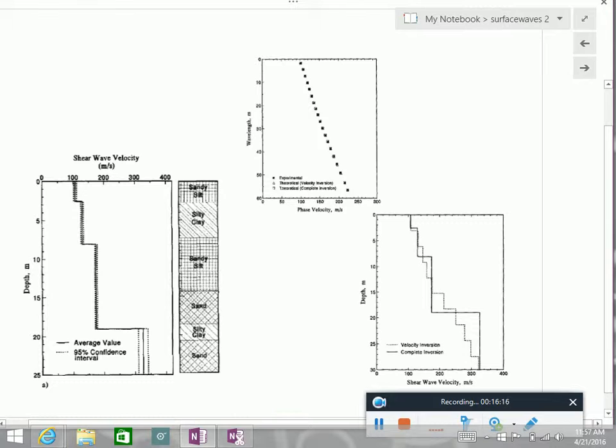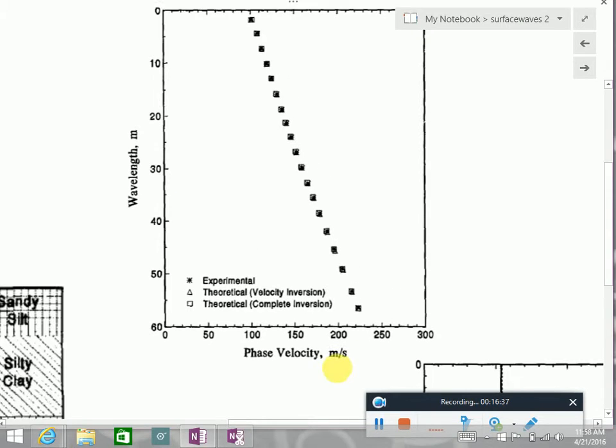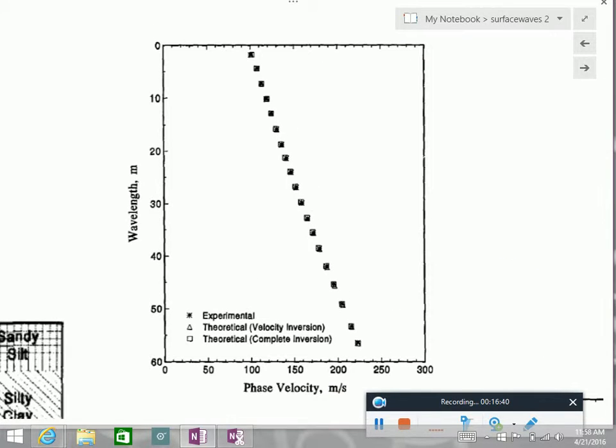So this was a very simple 2-layer case, but the typical process of surface wave testing is the following. First, we need to generate this dispersion curve, which looks something like that. You have phase velocity versus wavelengths or frequency. This could be frequency.